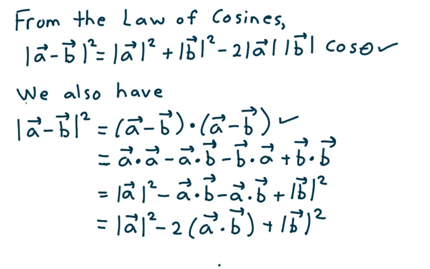Now I'm going to distribute this out. So I get A dotted with A minus A dotted with B, in other words, I get A dot A minus A dot B minus B dot A, right here, plus B dot B. But remember that A dot A is the magnitude of A squared, B dot B is the magnitude of B squared, and A dot B is the same as B dot A. So on this line, second from the bottom, we get the magnitude of A squared minus A dot B minus A dot B plus the magnitude of B squared. You get the magnitude of A squared minus 2 times the dot product of A and B plus the magnitude of B squared. And so now we can set those results equal to each other.